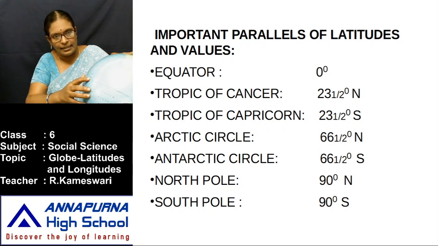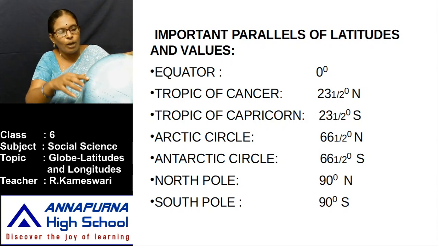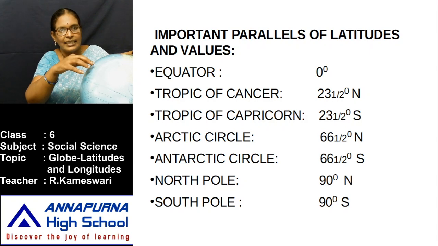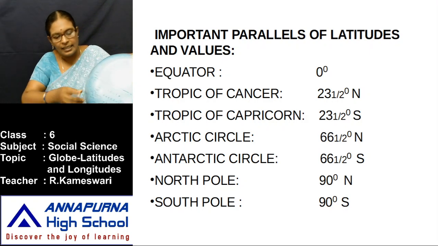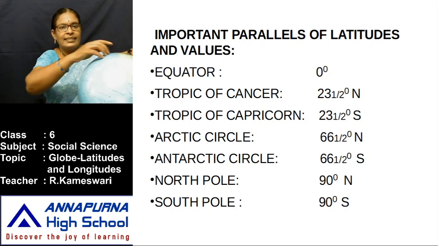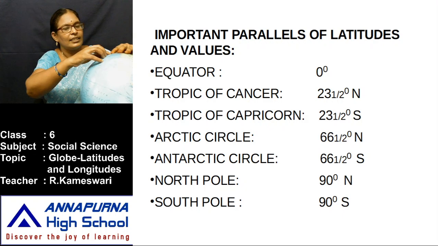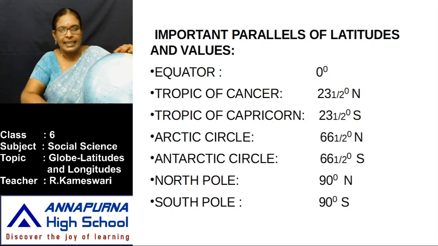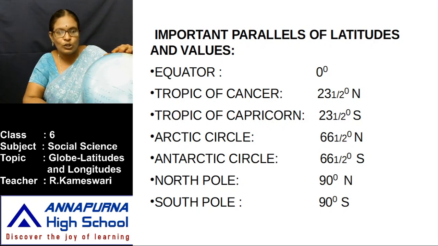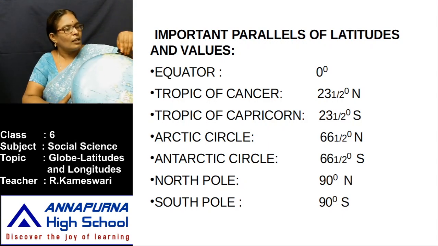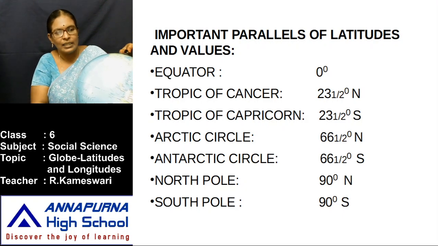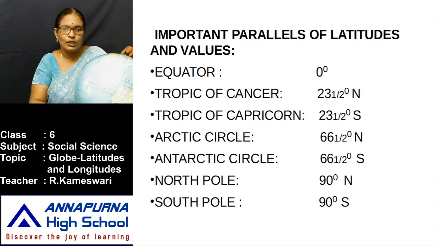0 degrees line, that is called equator. Tropic of Cancer is 23.5 degrees north latitude. 23.5 degrees south latitude is Tropic of Capricorn. 66.5 degrees north latitude is called Arctic Circle. 66.5 degrees south latitude is called Antarctic Circle. North ending point is North Pole, south ending point is South Pole. The values of these two poles are 90 degrees north and 90 degrees south.